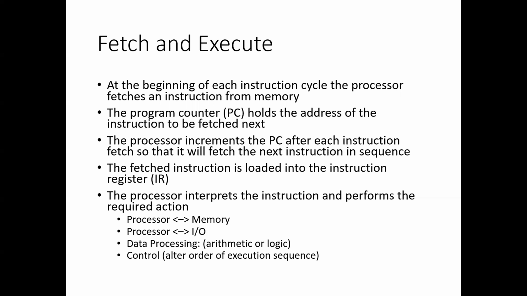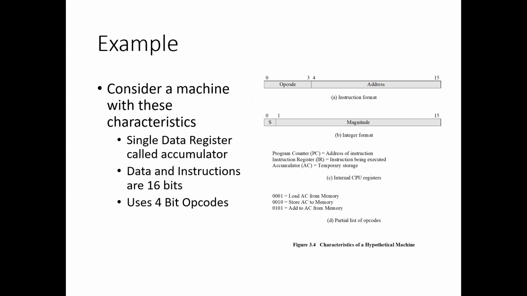For example, the processor may fetch an instruction from location 149, which specifies the next one should be from location 182. The processor will remember that fact by setting the program counter to 182. Thus, on the next fetch cycle, the instruction will be fetched from location 182 rather than 150. And instruction execution can involve a combination of these various activities. So let's take a look at an example.